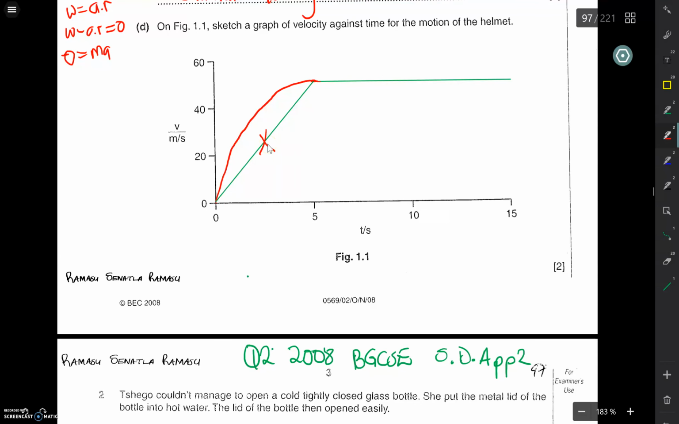This line here is wrong because it says that the acceleration was constant, but the acceleration was high at the start, and then it decreased, and then it became 0 at 5 seconds, right? So then your graph is supposed to show that the acceleration was high at first, but then it decreases, and then it becomes 0 at 5 seconds.